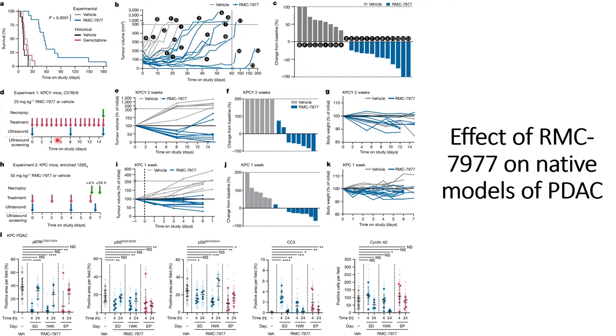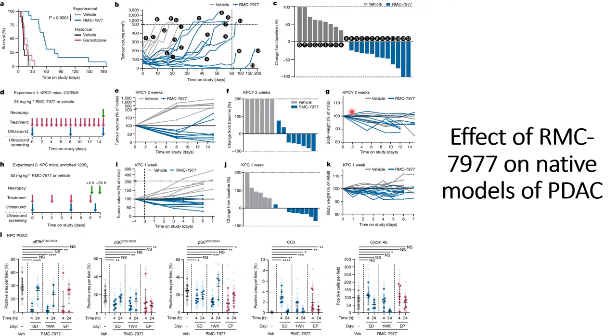And these are the points where measurements are done, the blue lines and the green lines. What they found is that in the first experiment there is a tumor volume increase in the case of vehicle, whereas there is a tumor volume decrease in the case of RMC-7977 treatment till 8 days. After that there is a slight increase. And in the bar plots, the percentage change from baseline is high in all the vehicle-treated mice, whereas in the case of RMC-7977 in most cases the tumor volume goes down.